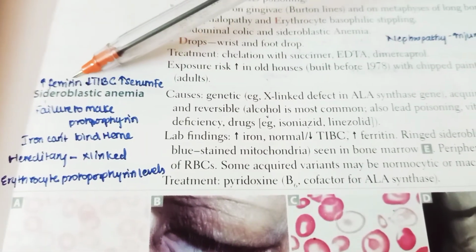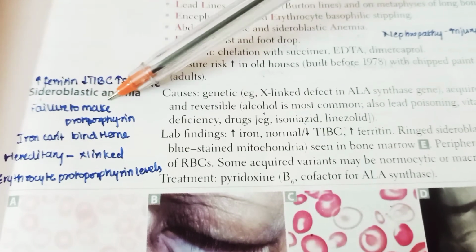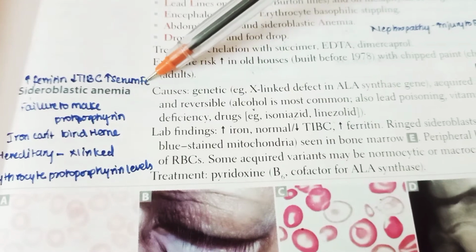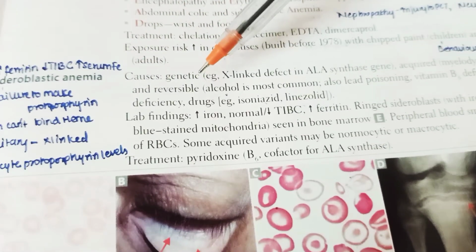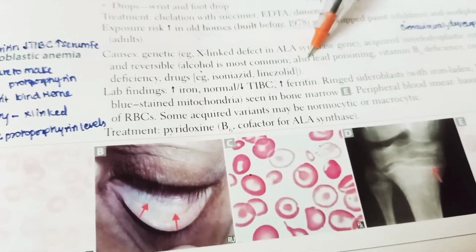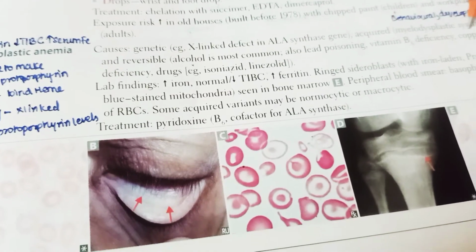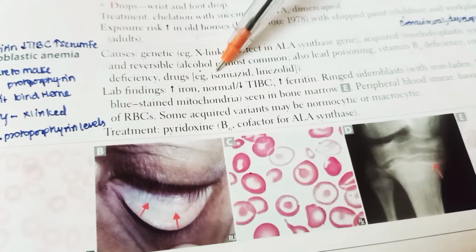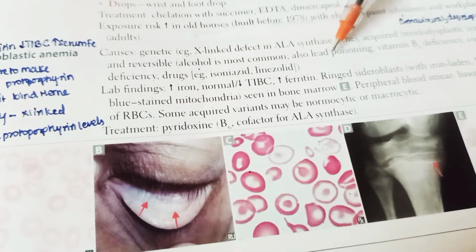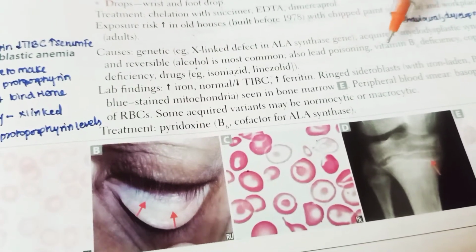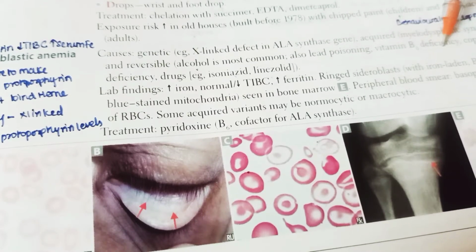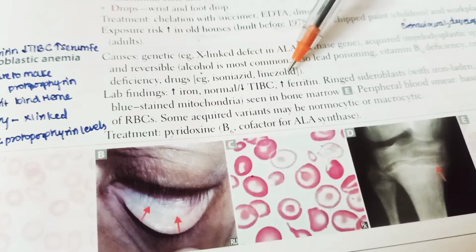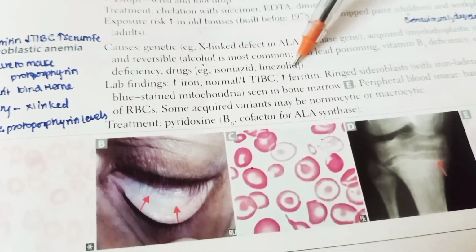You can see here iron level is increased, ferritin is increased, but the transferrin is decreased because already there is high ferritin, and the serum iron will also rise. The causes are genetic, like X-linked, as we discussed, like ALA synthase deficiency, acquired like myelodysplastic syndrome, and also it can be reversible in the case of alcohol. If we stop drinking alcohol, then it may be reversible. It may also be caused by lead poisoning. Vitamin B6 deficiency, copper deficiency, drugs like isoniazid, linezolid, all this can cause sideroblastic anemia.